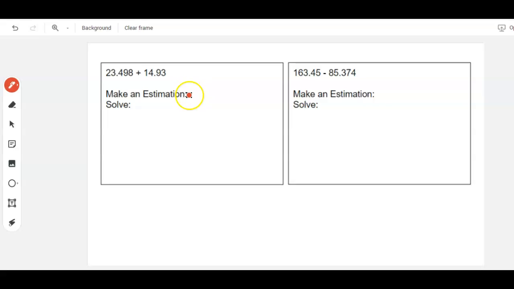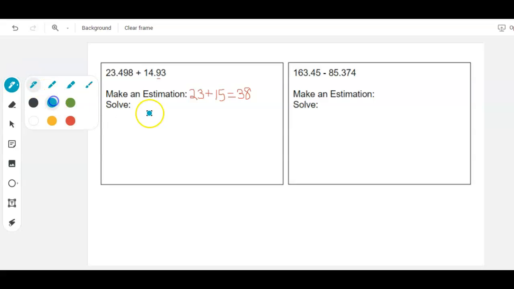All right, here I go. I'm going to go with 23 plus, and if I look at this, that 9, it's almost 15, so I'm going to round it up to 15 in this case. 23 plus 15 is 38. So my goal is, is my answer going to be close to 38? Go ahead, pause the video, solve it.